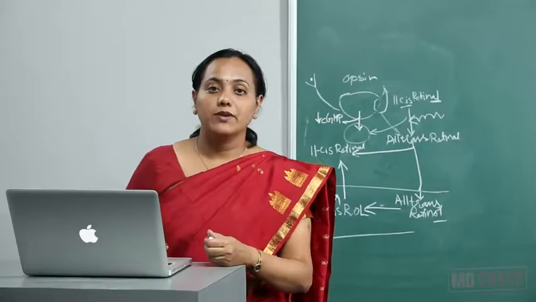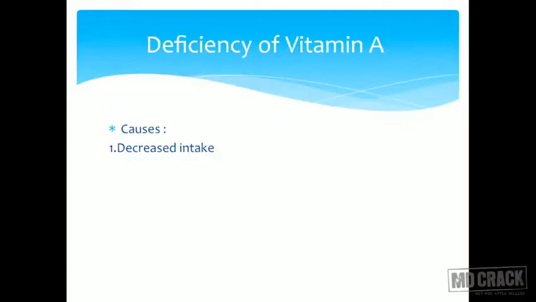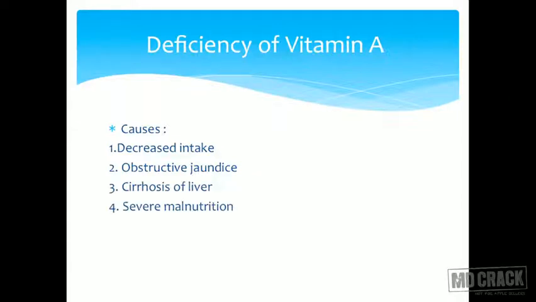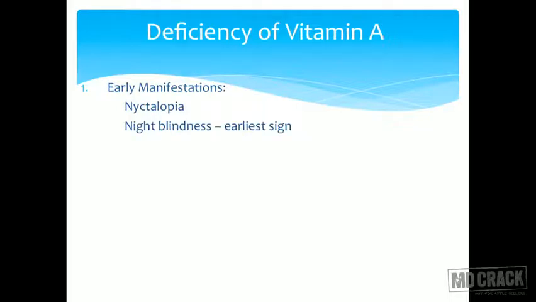What will happen if vitamin A is deficient? What are the causes? Decreased intake, obstructive jaundice. Why? Vitamin A requires bile salts. Cirrhosis of liver, again bile salts. In severe malnutrition, vitamin A deficiency can be seen. What will happen? The early manifestation is nyctalopia. Nyctalopia means night blindness. This is the first, earliest sign.